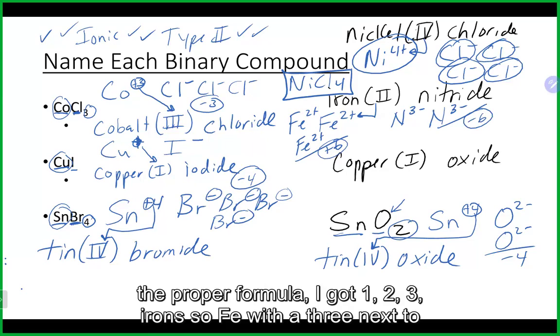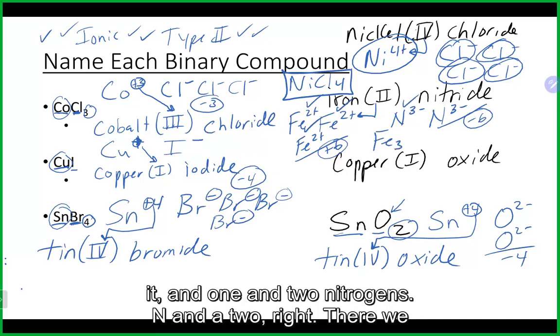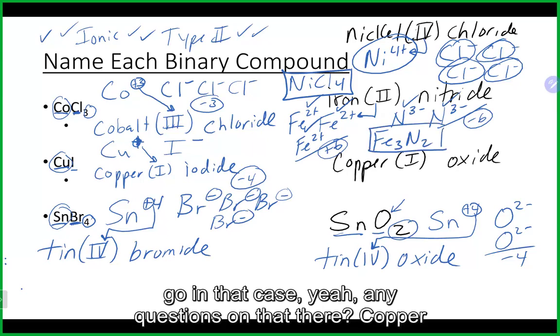To get the proper formula, I got 1, 2, 3 irons, so Fe with a 3 next to it, and 1 and 2 nitrogens, and then a 2, right? There we go in that case. Yeah. Any questions on that there?